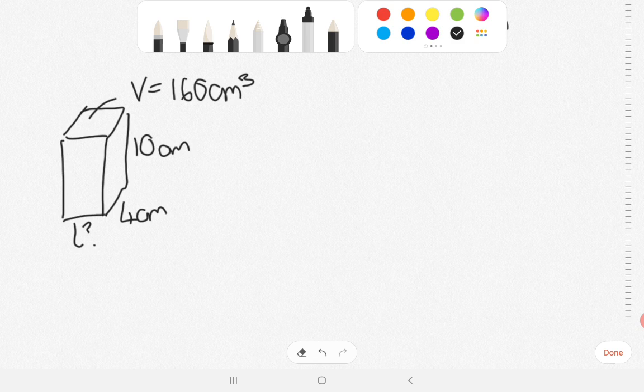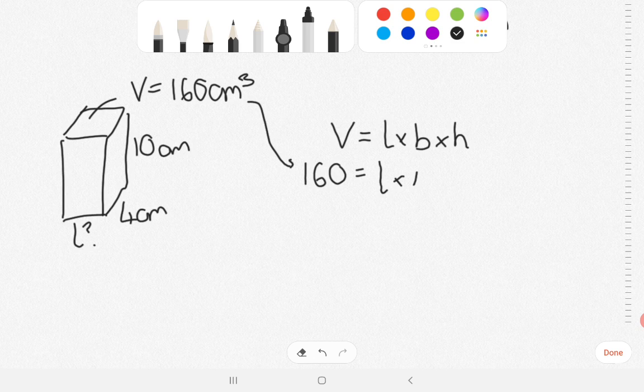Okay, again, start off in the exact same way. Write down the formula that we're using. That makes everything nice and reasonable so that we can solve it well. Replace everything we know. So the volume we know is 160. So that goes in place of V. We don't know what the length is, so we can keep it as L. The breadth is 4 and the height is 10.